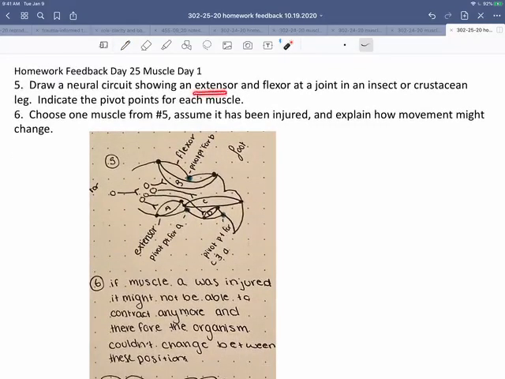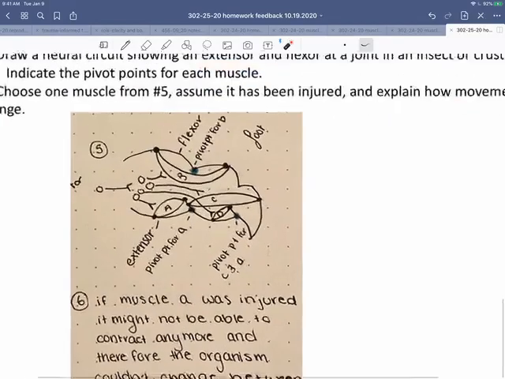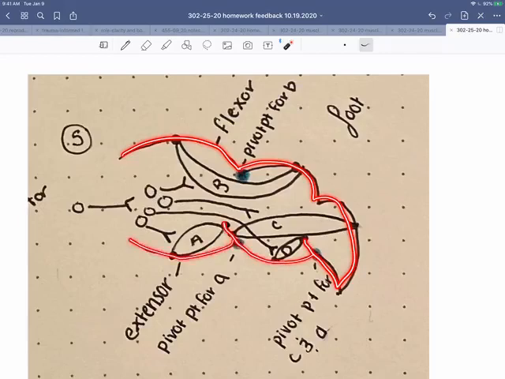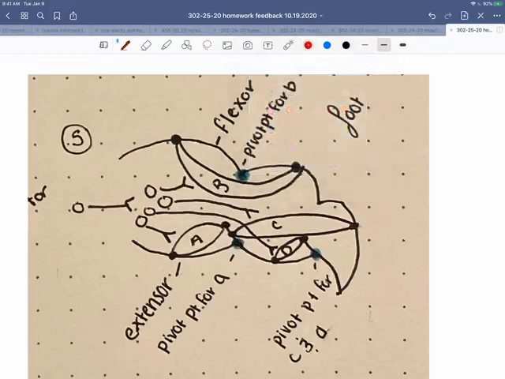For number 5, a neural circuit showing an extensor and a flexor at a joint in an insect or crustacean leg. So that's an animal with an exoskeleton. And so here is the exoskeleton.